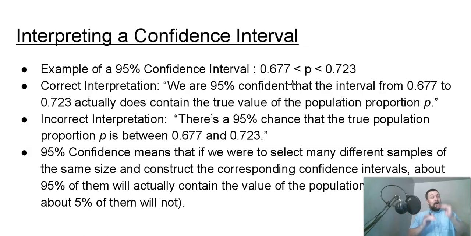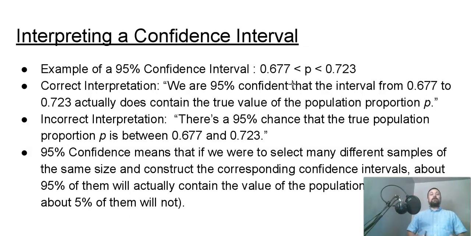And be careful, because on the test, I have put a question in the past where I say, here's a confidence interval result. How do I interpret this? And you can bet both of these will be in the multiple choice options, right? And a lot of students will pick that second one, and they'll say there's a 95% chance it's between these two numbers. And that's just the worst one that you could pick, right?